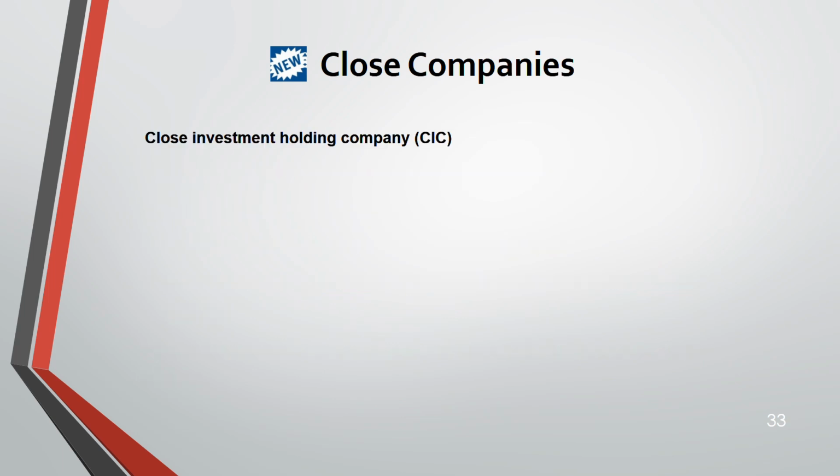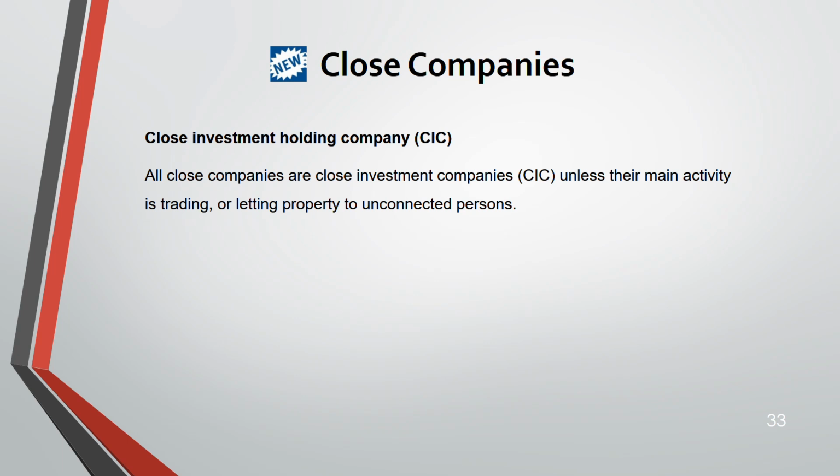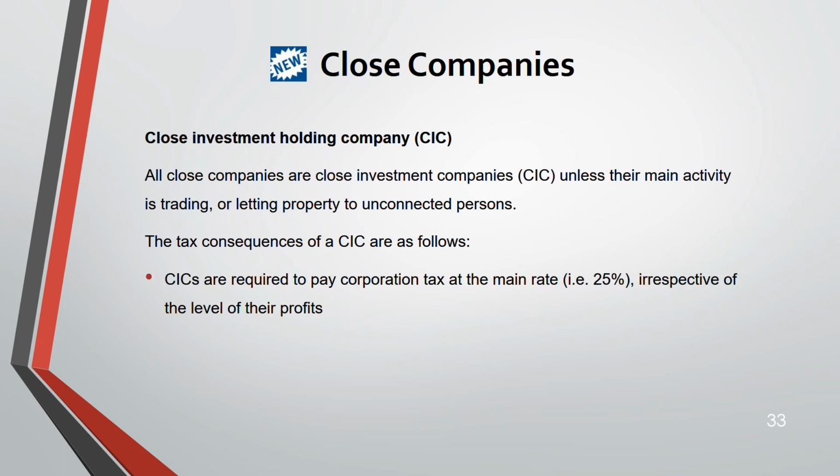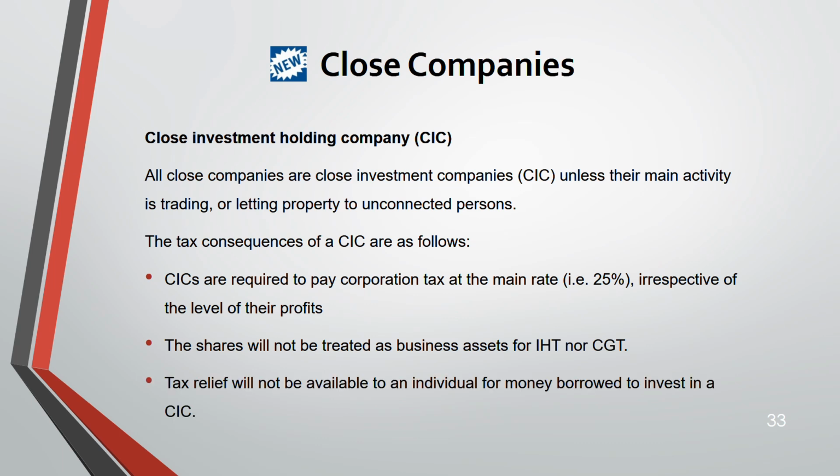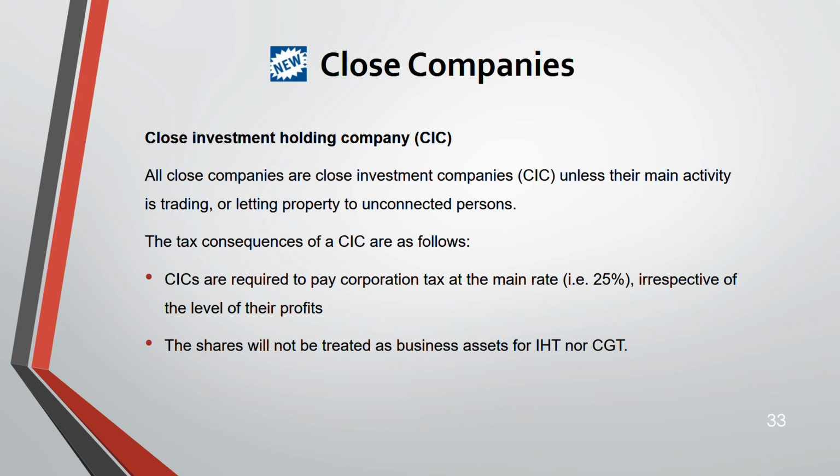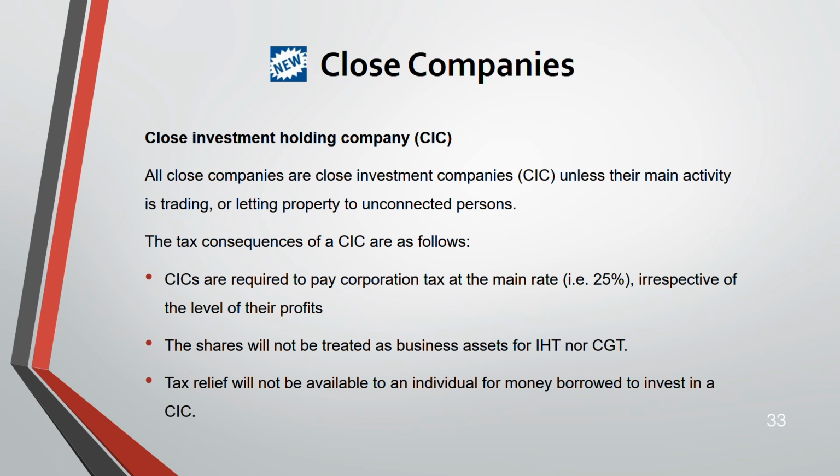Okay, closed investment holding company, CIC. So all closed companies are closed investment companies unless their main activity is trading or letting property to unconnected persons. The tax consequences of CIC are as follows. They have to pay corporation tax at 25%, whatever the profit is. Shares will not be treated as business assets for IHT nor CGT, that means for inheritance tax nor for capital gains tax. Shares are normally a business asset. But if it's a closed investment company, your shares will not be a business asset for your inheritance tax, nor for your capital gains tax. This is only for a closed investment holding company, by the way. Tax relief will also not be available to an individual for money borrowed to invest in a CIC.